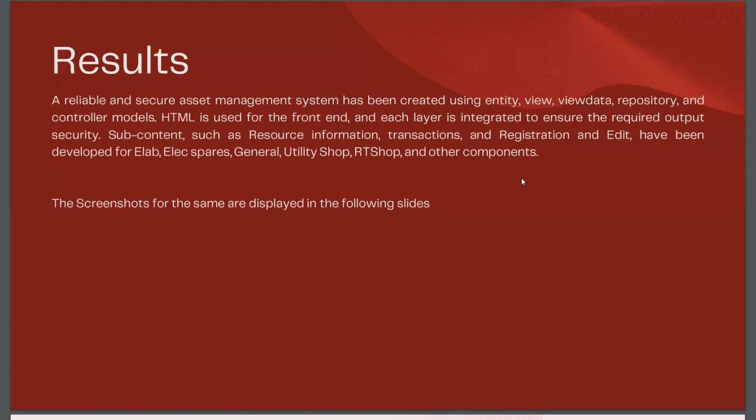Coming to the results, a reliable and secure asset management system has been created using the entity, view data, repository, and controller models. HTML is used for the front end and each layer is integrated to ensure the required output security. Subcontent such as resource information, transactions, and registrations and edits have been developed using ELAB, General, Utility Shop, Hearty Shop, and other components. The screenshots for the same are displayed in the following slide.